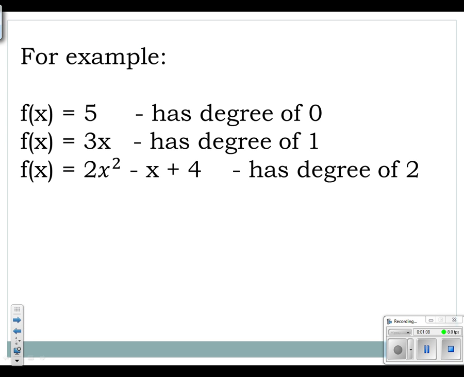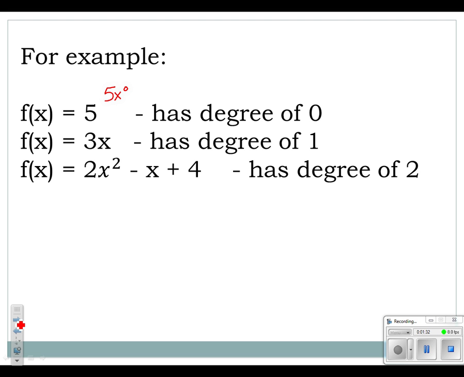There we go. So for example, if we have f of x is equal to 5, there is no exponent in this one. It would be similar to having 5x to the 0 power. Remember, anything to the 0 power is 1. So I suppose technically there is a power in there. It's just going to be that 0 power, and that's why our degree is 0 for that function.